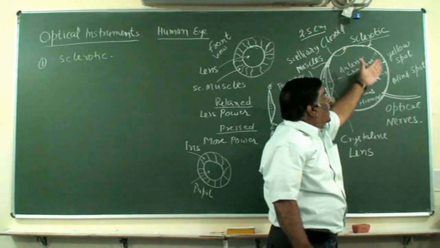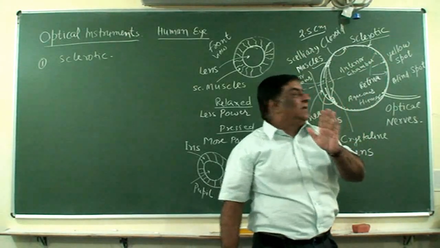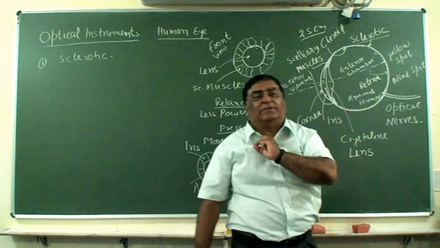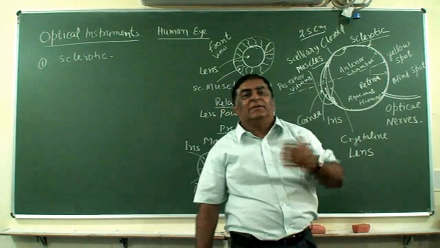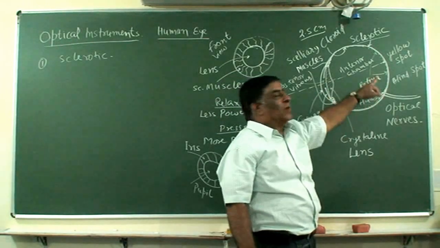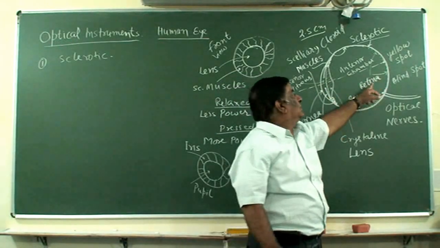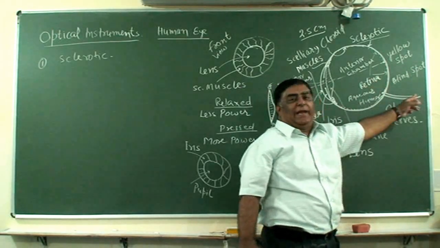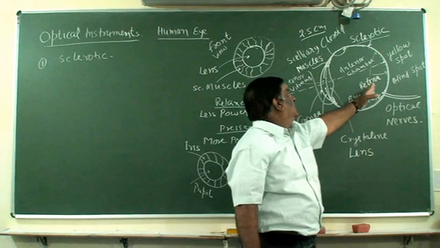Plus, the choroid holds many points which are sensory points. Those sensory points can sense the light. When the light comes to those sensory points, it is converted to electrical signals which are sent to the brain. Okay, we will come to that.